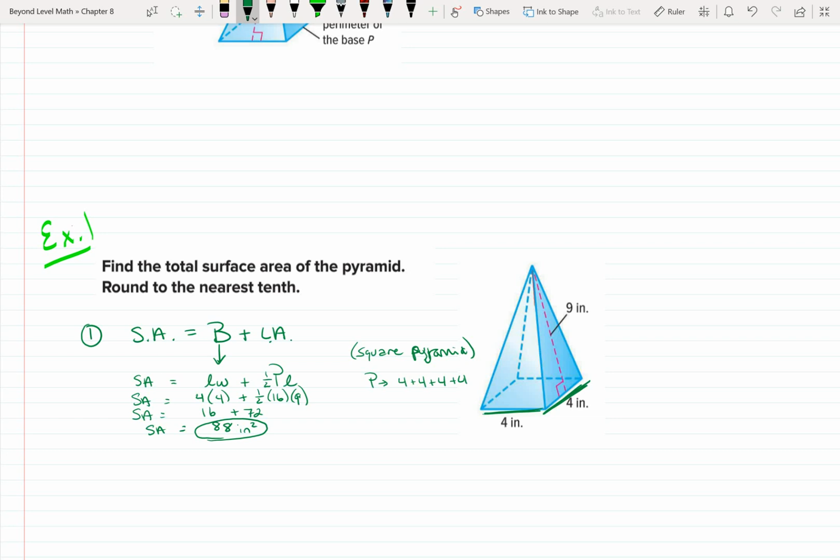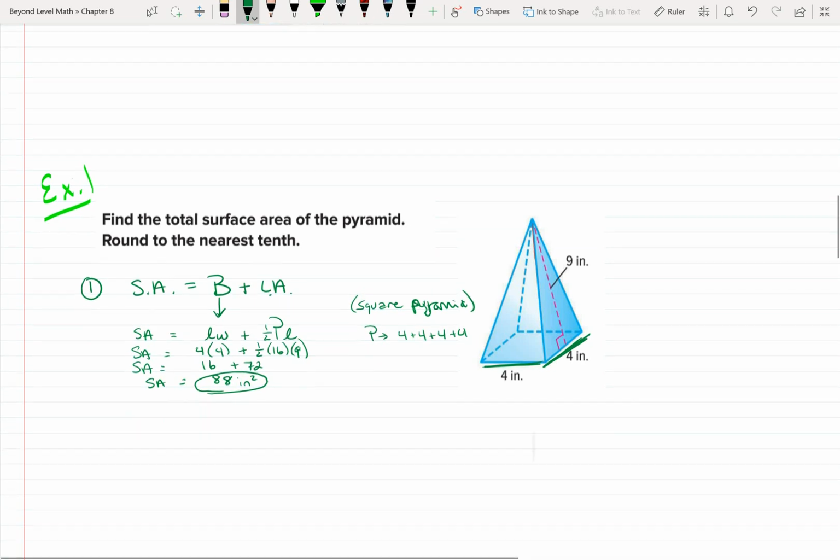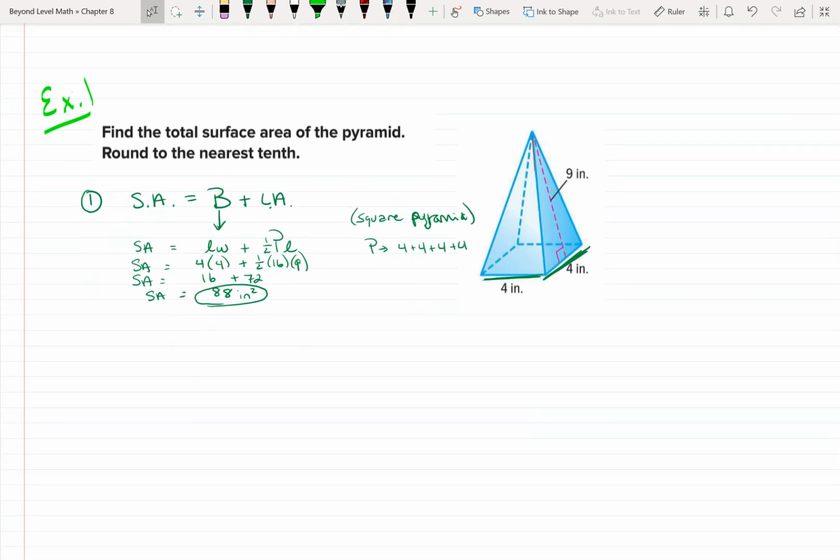Alrighty. So once we write down our formula, everything else is just kind of given to us. We've just got to plug in. We will not be solving for some value that we don't know. So we will not be using inverse operations at all in this section, just so you're aware.